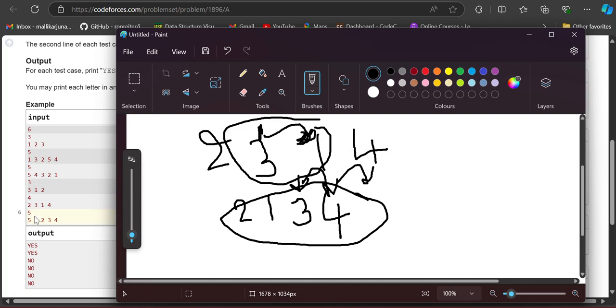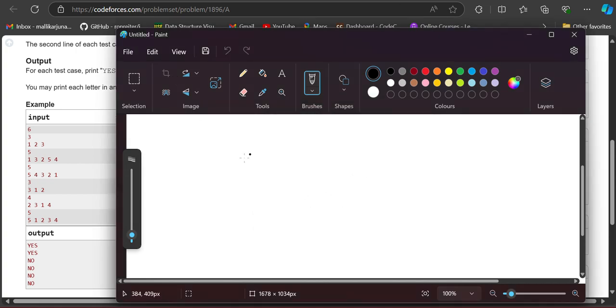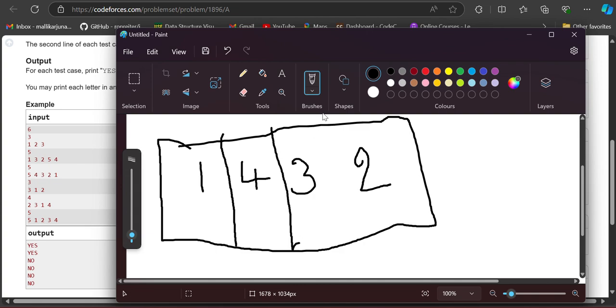Okay, so here the first element is 5, 2, and 3, and 4, and 1. So whenever the first element is 1, it is yes. So that's what we get from these test cases. Let's try to build a new test case from that and check whether it is actually true or not. So 1, and 4, 3, 2. It is a permutation because the highest number is 4 and the length of the array is also 4.